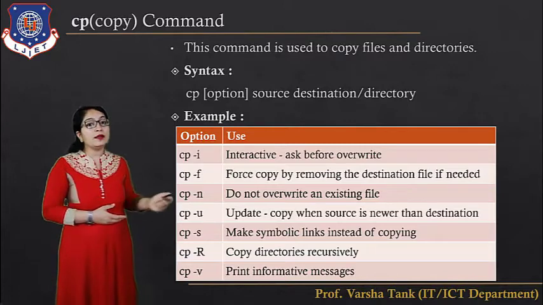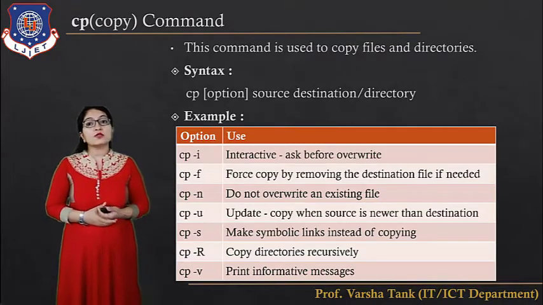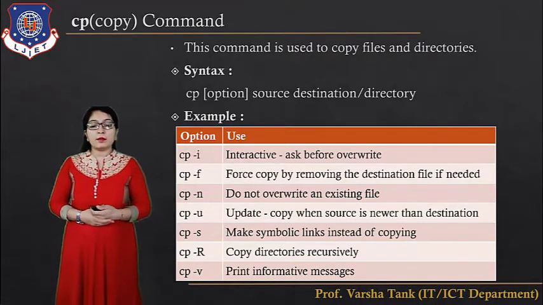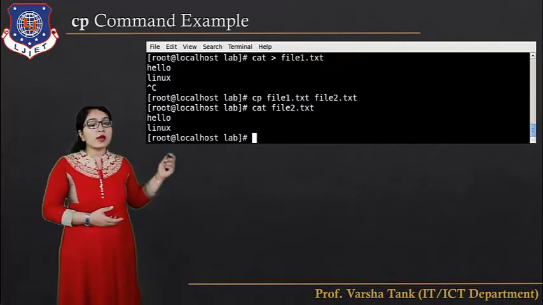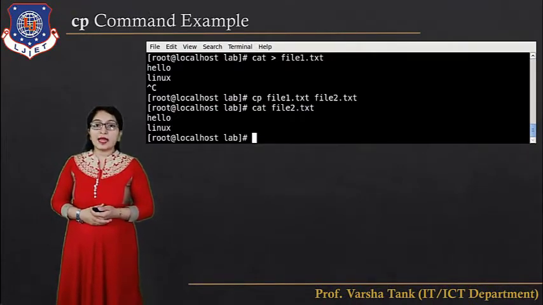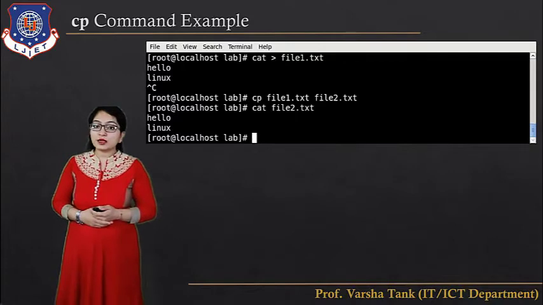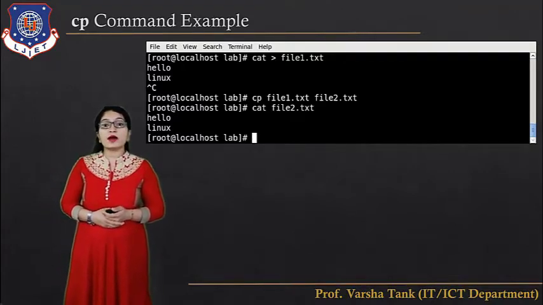cp -r, that means copy directories recursively. So this way you can use different options for the cp command. Now here you can see first we have created one file using the cat command. So cat file1.txt, that means hello Linux, and after that you press Control C. Whatever content you have written will be stored in file1.